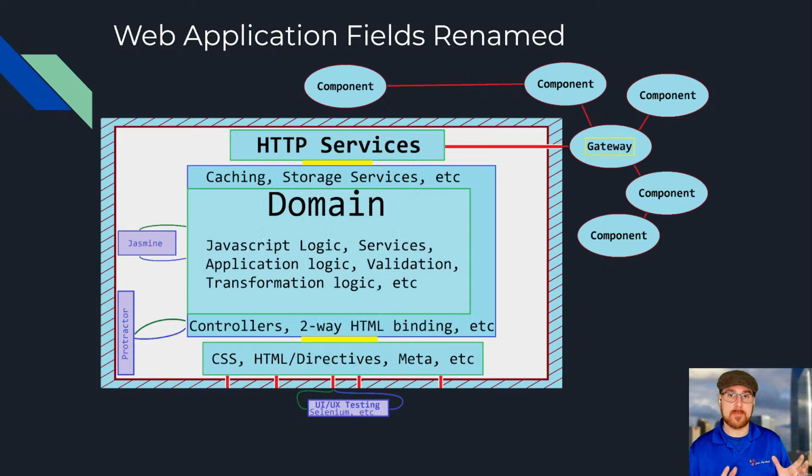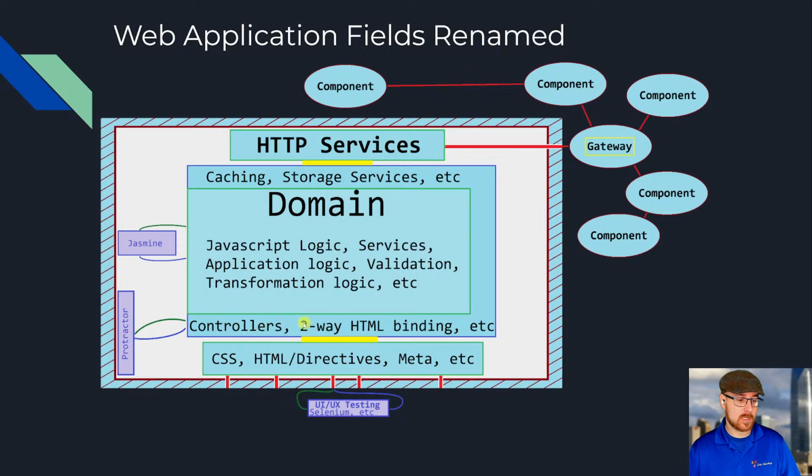But let's go ahead and rename some things so that we can imagine a web application with the same exact structure, but we're going to rename some things. So one of the things we do here, I'm going to bring my mouse over. The domain is what we're going to label as JavaScript logic, services, application logic, validation. The big middle part of your web application, the biggest JavaScript part, is the domain. The wrapper portion of the domain is where we're going to have the caching, the storage services, the JavaScript storage, local storage, and things like that.